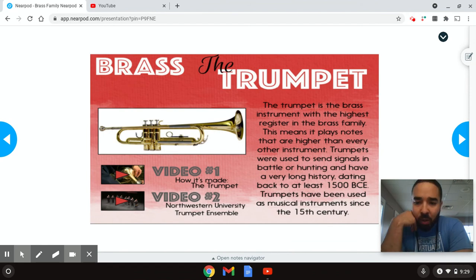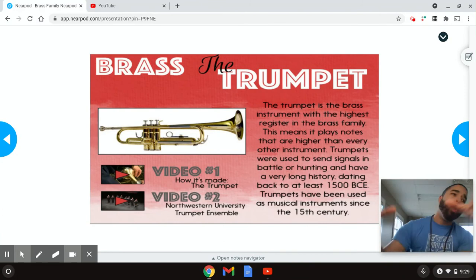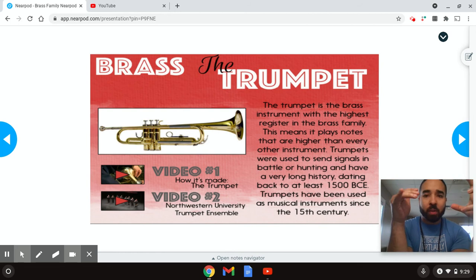Trumpets used to be used to send signals in battle or hunting and have a very long history dating back to at least 1500 BCE. So that means, you know how the year is 2021 right now? 1500 BCE means 1500 years before the year zero. The year zero was the first year that we started counting until 2021. And then 1500 years before year zero, where they weren't keeping time the same, that's why they do it so weird, is when the trumpet was invented. So the trumpet is over 3,000 years old, a very old instrument.